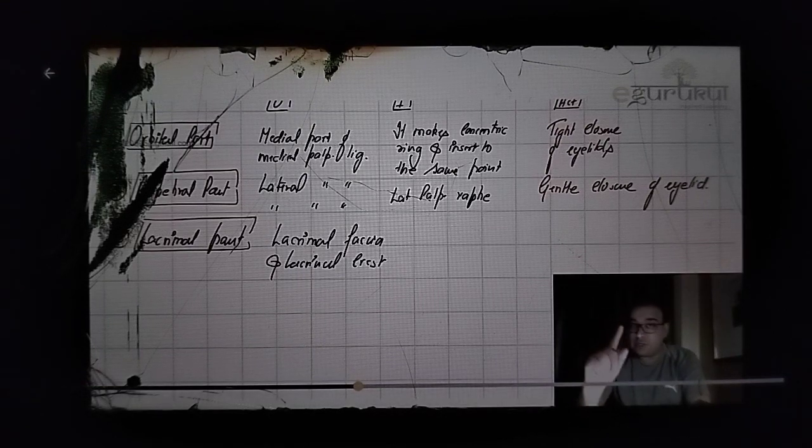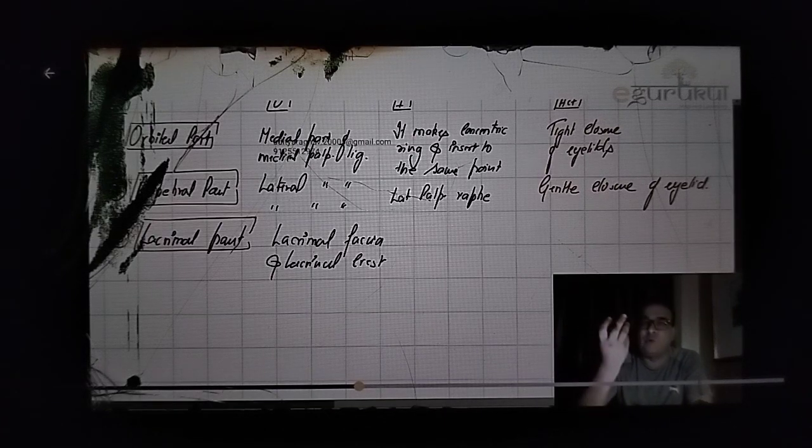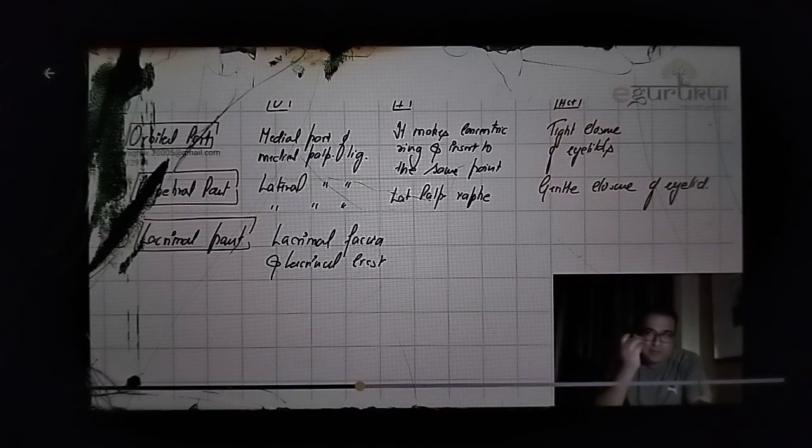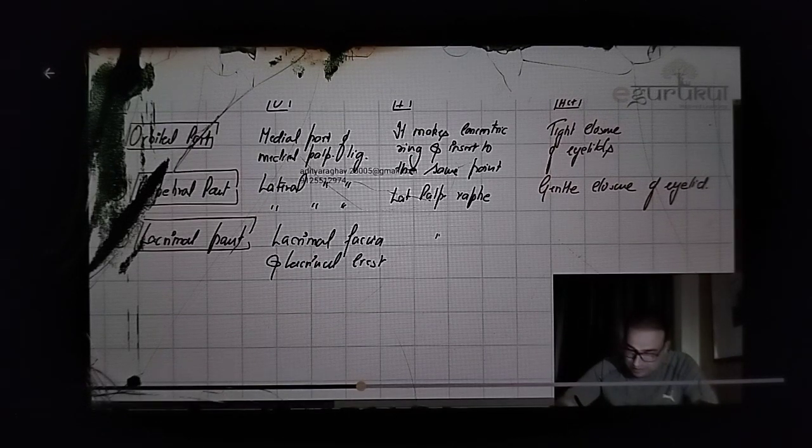So it takes origin from the lacrimal fascia. Fascia is very important. Lacrimal fascia and lacrimal crest. This lacrimal fascia is forming the lacrimal sac. The lacrimal sac that we have is basically made up of this lacrimal fascia itself. Insertion: it is running in the margin, just in front of the tarsal plate. The tarsal plate is there in the upper and the lower lid. So it is running in front of the tarsal plate, upper and lower, and again goes toward the raphe. So the insertion is the same, the lateral palpebral raphe.